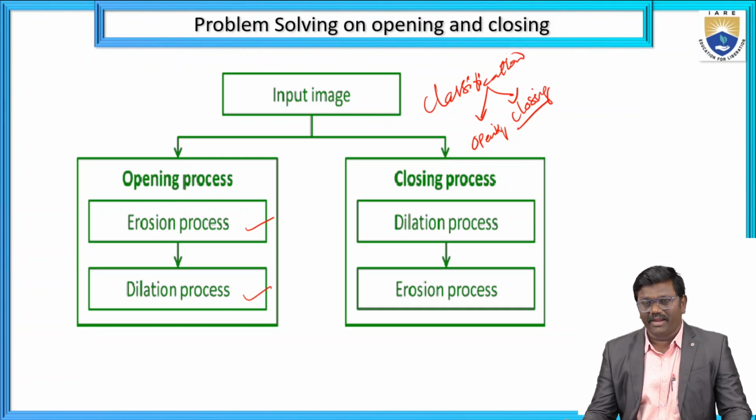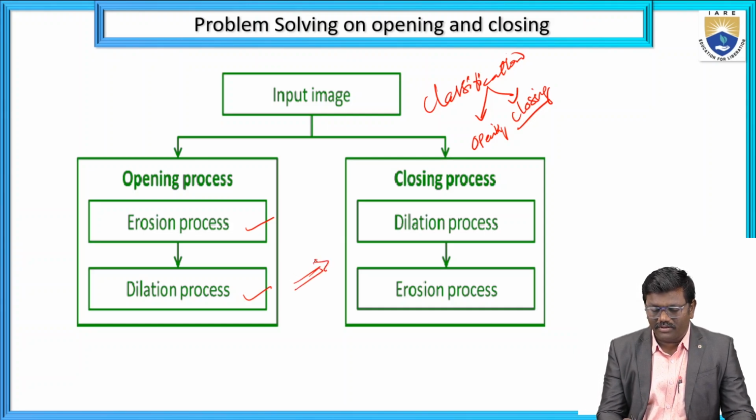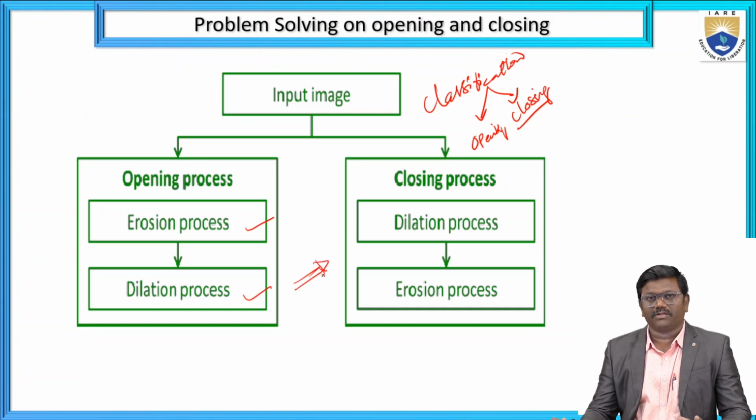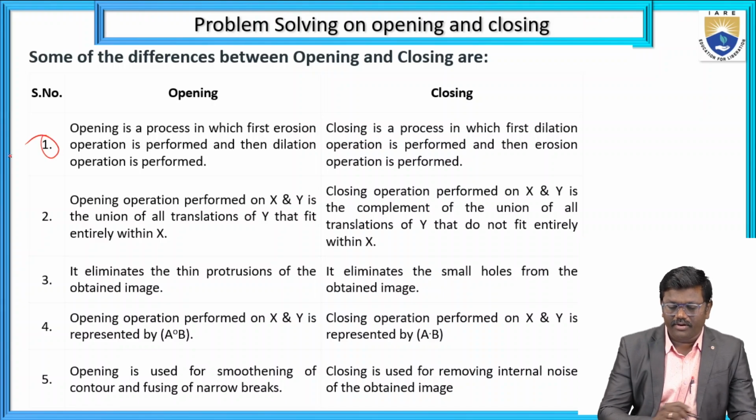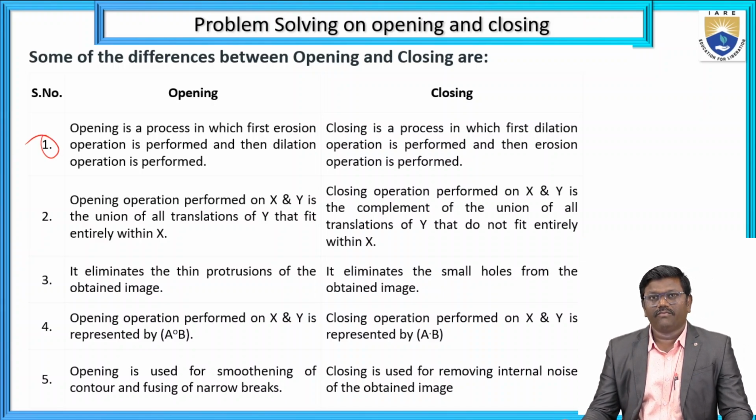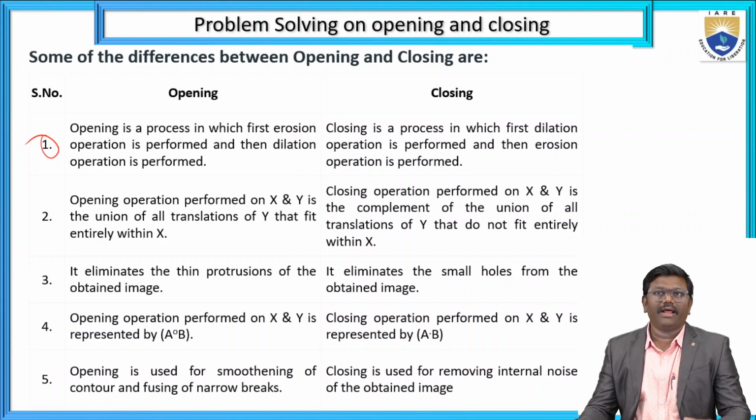So what do we understand here? It is the reverse: closing is the reverse of opening. You can understand that difference. Some of the differences between opening and closing are, number one, opening is a process in which first the erosion operation is performed and then the dilation operation is performed. Whereas closing is a process in which first the dilation operation is performed and then the erosion operation is performed.